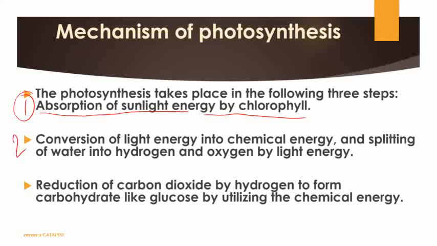In the next step, there is conversion of light energy into what? Chemical energy. Because light energy will not be utilized by the plant directly. So at first, that light energy should be converted into what? Chemical energy, so that they can use that chemical energy for the further process.